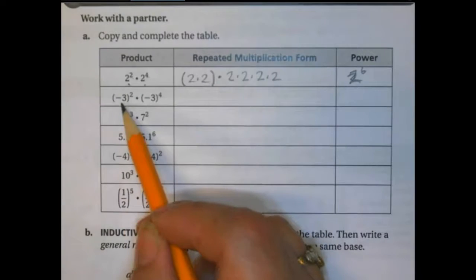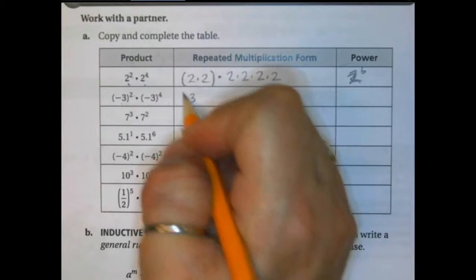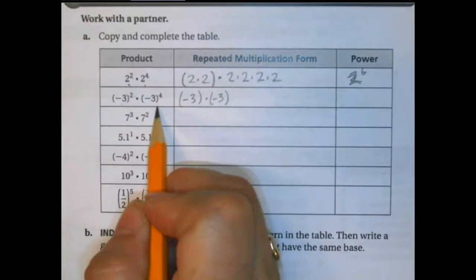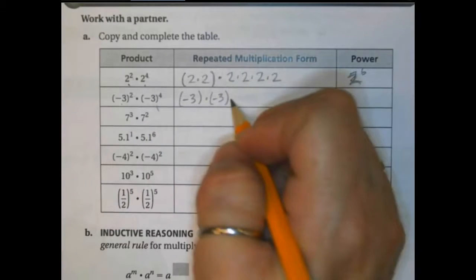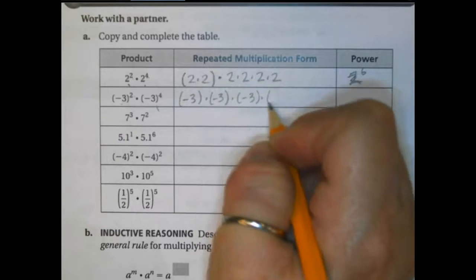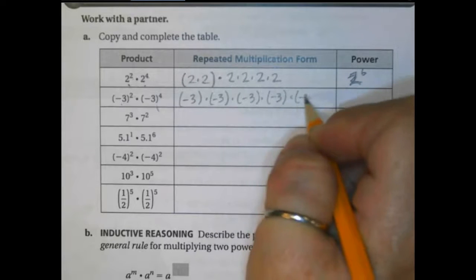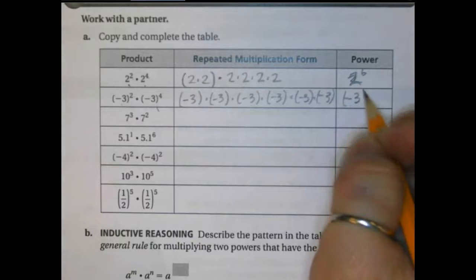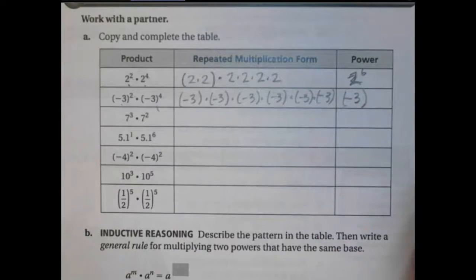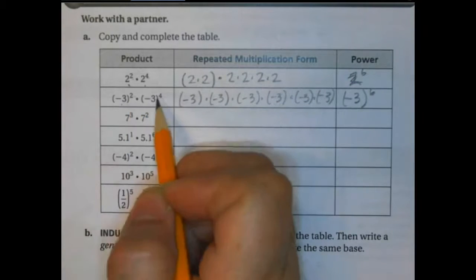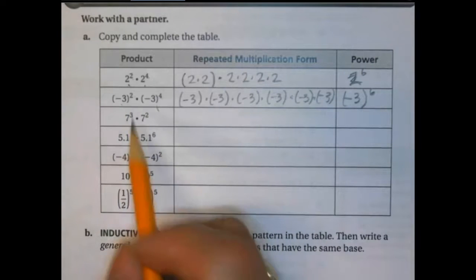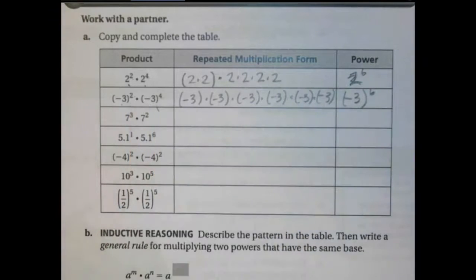I have negative 3 squared, so I'm going to write negative 3 times negative 3, right? And then how many times am I going to write it again? 4 more times, right? So negative 3 times negative 3 times negative 3 times negative 3. So it's actually negative 3 to the what power? Again, to the 6th power, right? Because 2 plus 4 is 6. They're the same base, right? So we add our exponents.